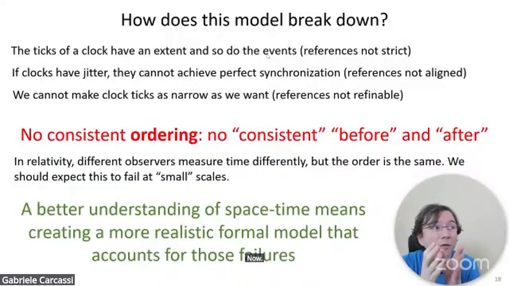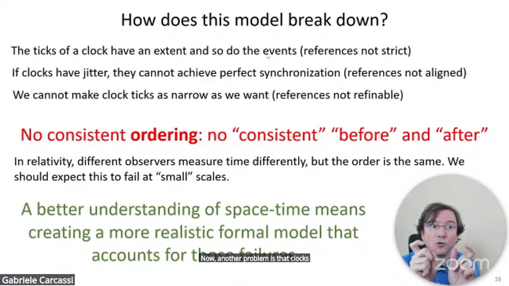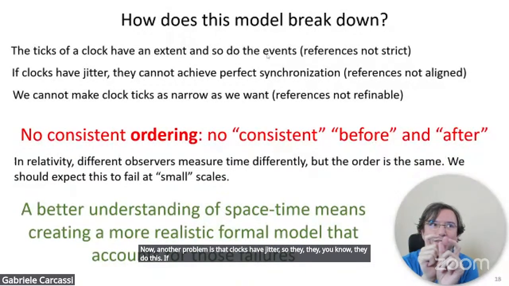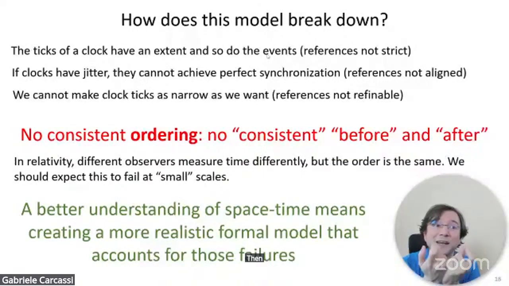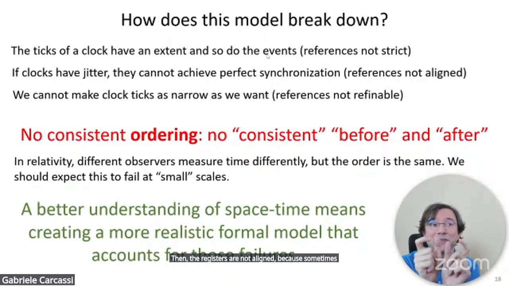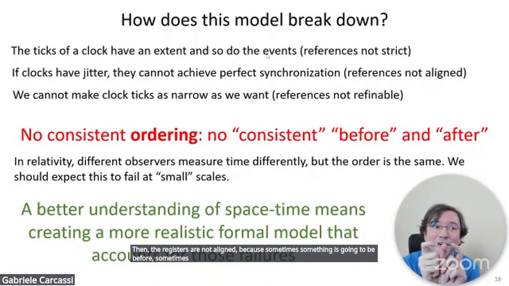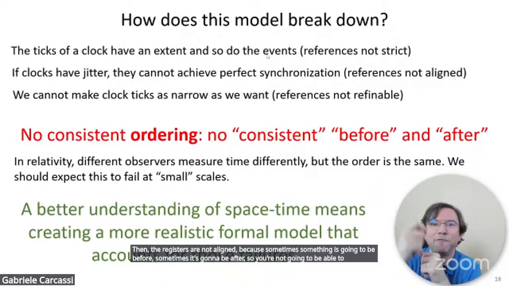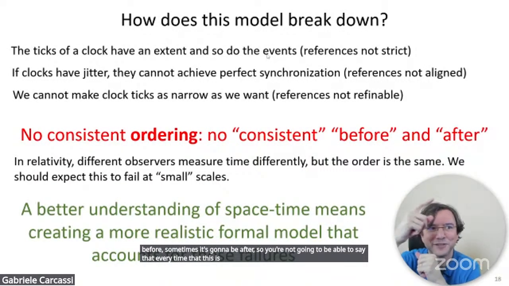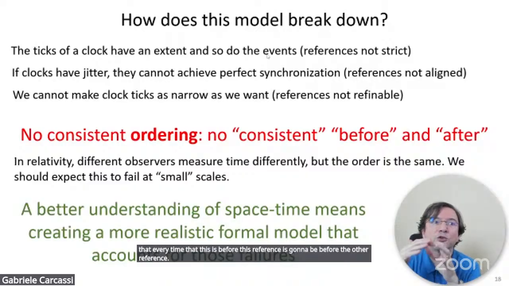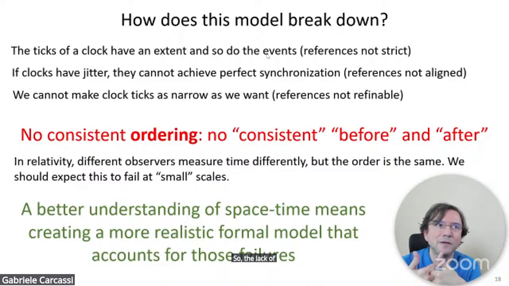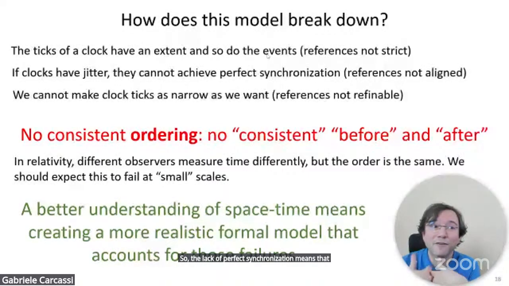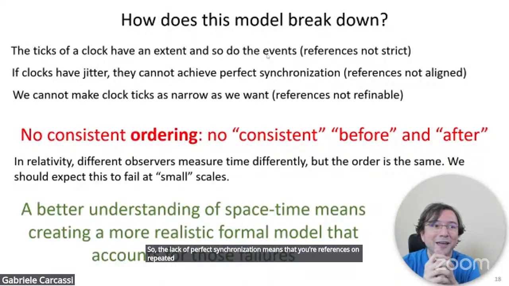Now, another problem is that clocks have jitter. If references keep doing this, then the references are not aligned, because sometimes something is going to be before, sometimes it's going to be after. So you're not going to be able to say that every time this is before this reference, it is going to be before the other reference. So the lack of perfect synchronization means that your references on repeated experiments are not going to be aligned. You can't guarantee this logical structure.